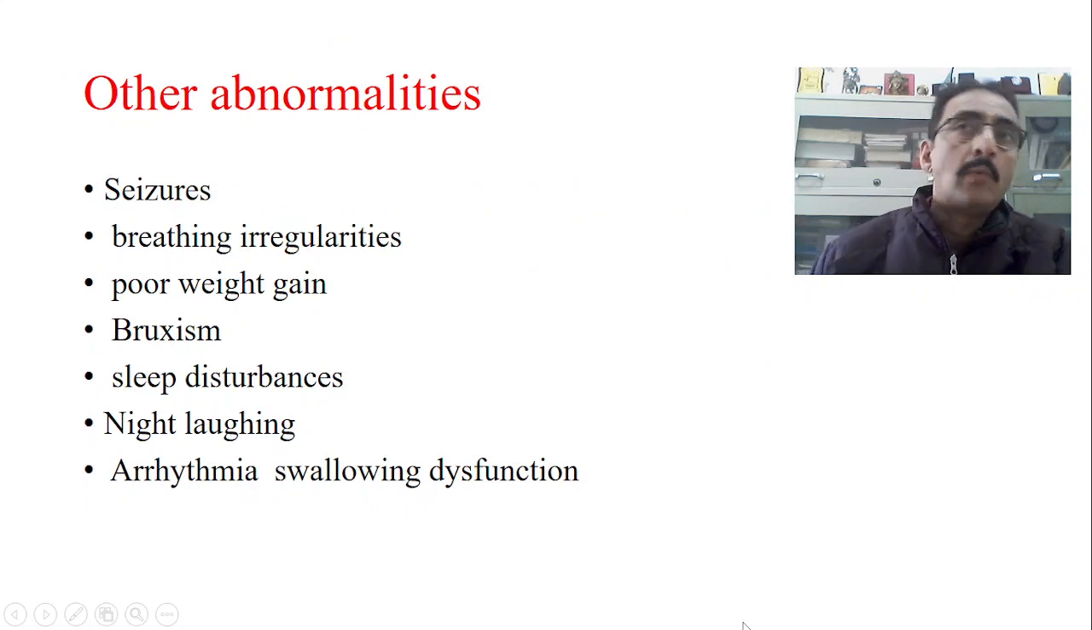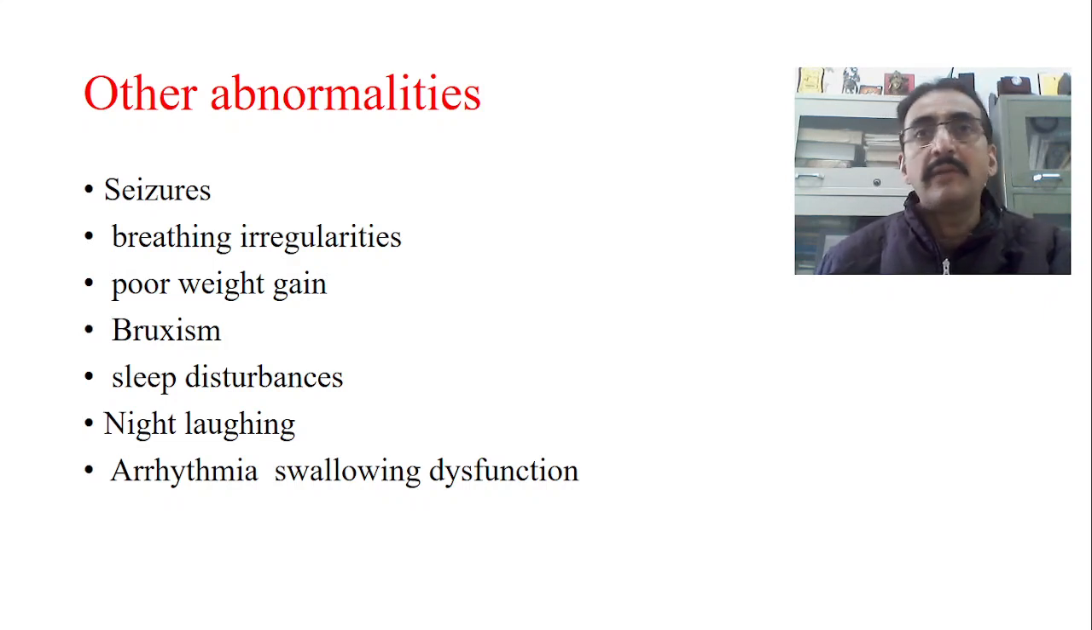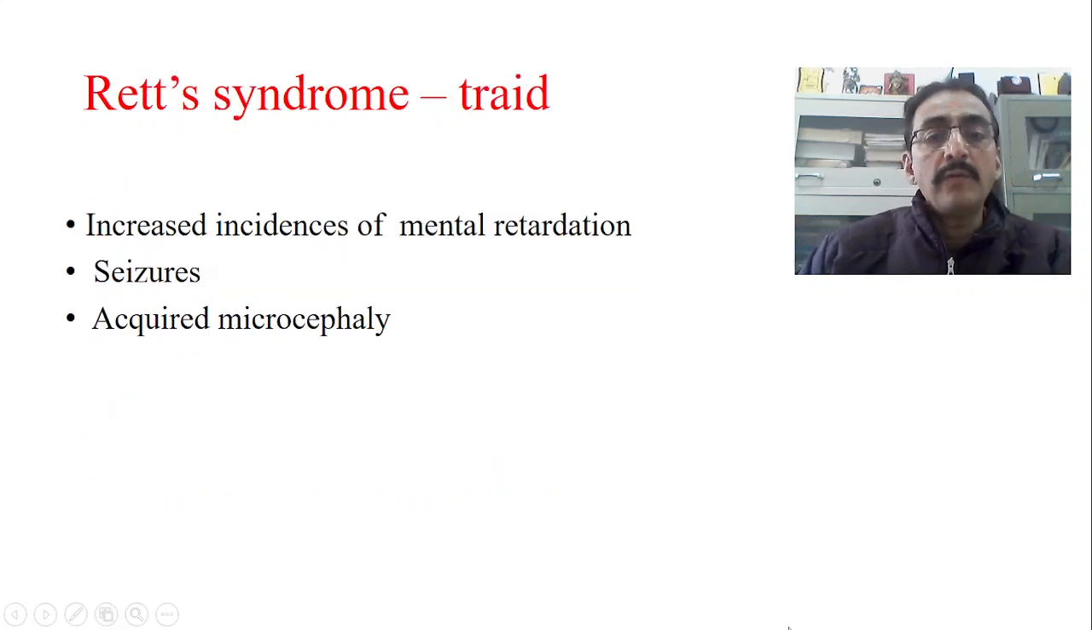What are the other abnormalities that can be associated with Rett syndrome? There may be seizures, because due to this particular genetic cause there will be degeneration of the brain tissue, isn't it? Therefore the regression of the milestones is happening, and also there is microcephaly. So there may be involvement of the gray matter, and therefore there may be seizures. Then there may be breathing irregularities, poor weight gain, bruxism. Then sleep disturbances may be there. Then very interestingly, night laughing will be there. Arrhythmias and some swallowing dysfunction may also be there.